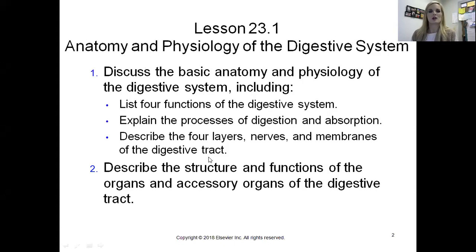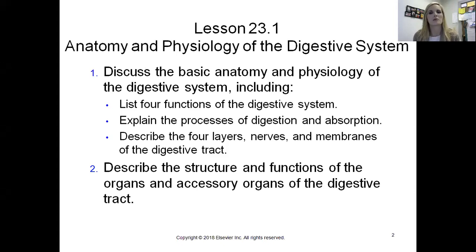So in this chapter, we're going to take a look at the basic anatomy and physiology of the digestive system. So we're going to first take a look at the 4 functions of the digestive system. A lot of times we think that digestion is the only thing that this system does, but we're also going to talk about how we take in these nutrients and how we absorb these nutrients in different parts of our digestive tract. So we'll talk about that first.